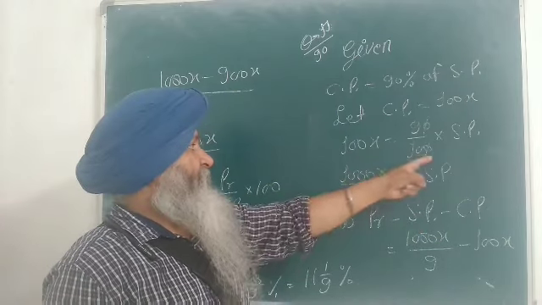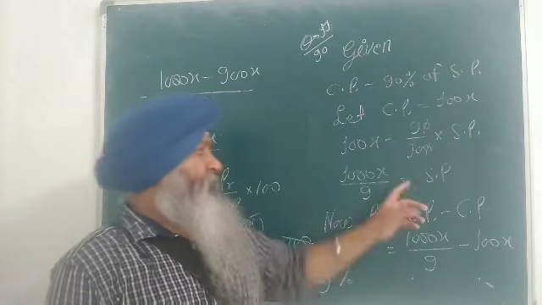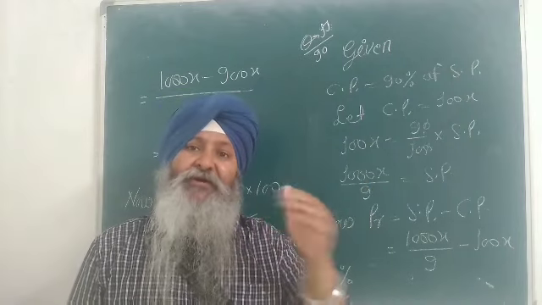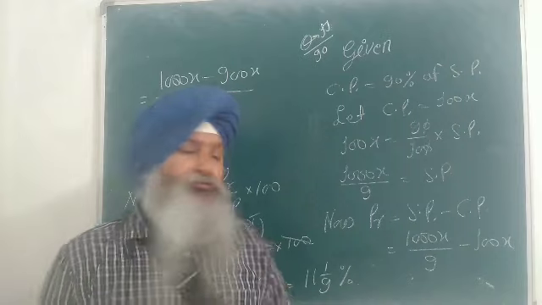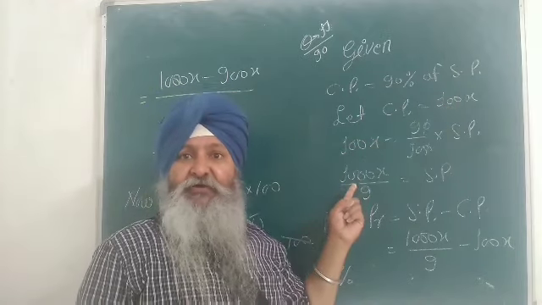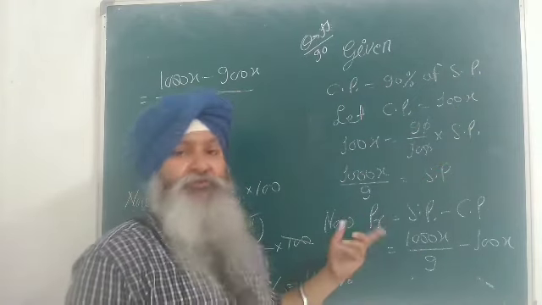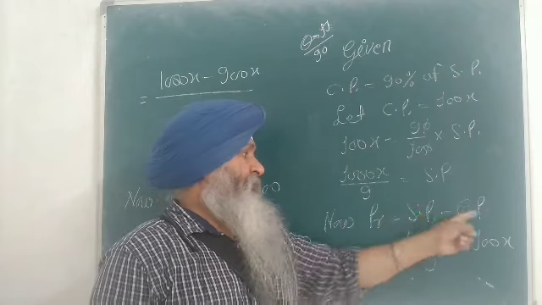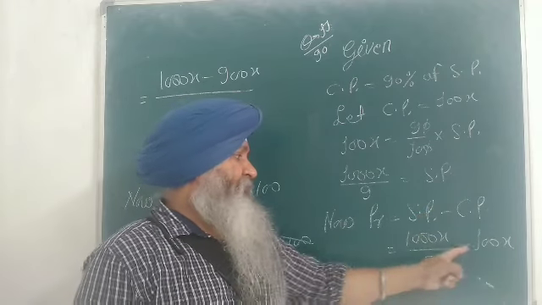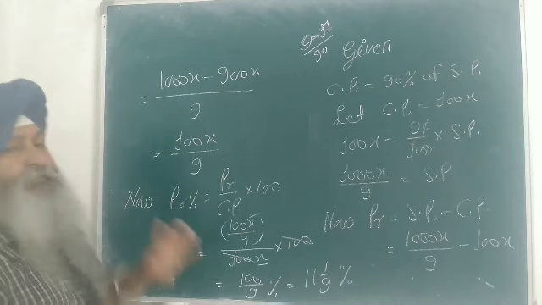This comes here and this goes there. So it is 1000x upon 9. Now 1000x upon 9 is near about 111x. So naturally this is more and this is less. This is near about 111, this is only 100x. So naturally this is more, so this is profit. Profit is equal to SP minus CP. SP's value minus CP's value, on taking LCM, it is 100x upon 9.